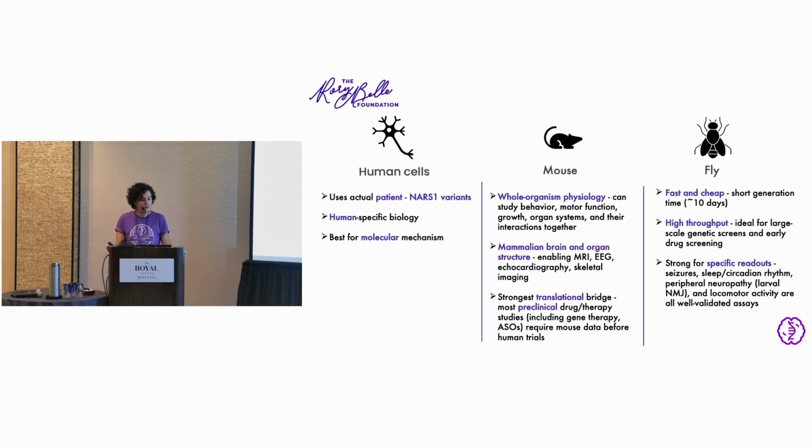And flies have a big advantage of being fast and cheap. They reproduce very easily, but they're still living organisms. You can do high throughput screening, so there's a lot of things you can look into. And as I said, you can look for seizures, sleep rhythm, and peripheral neuropathies like CMTs, a lot of things in flies.